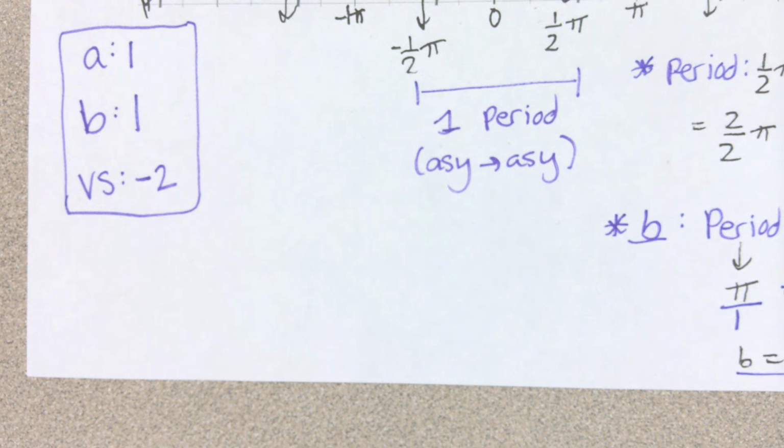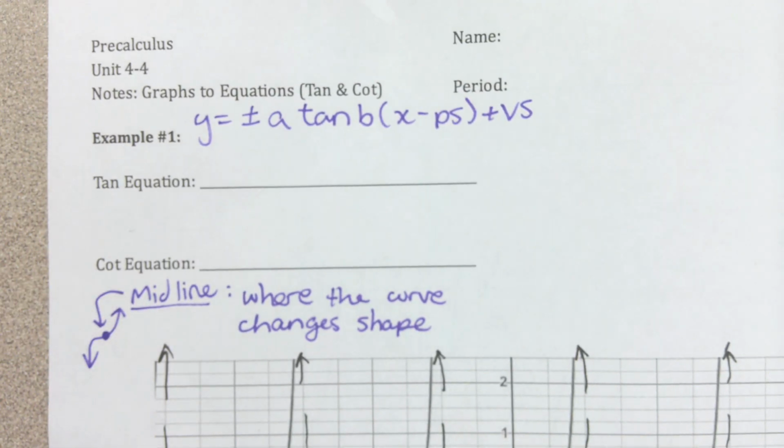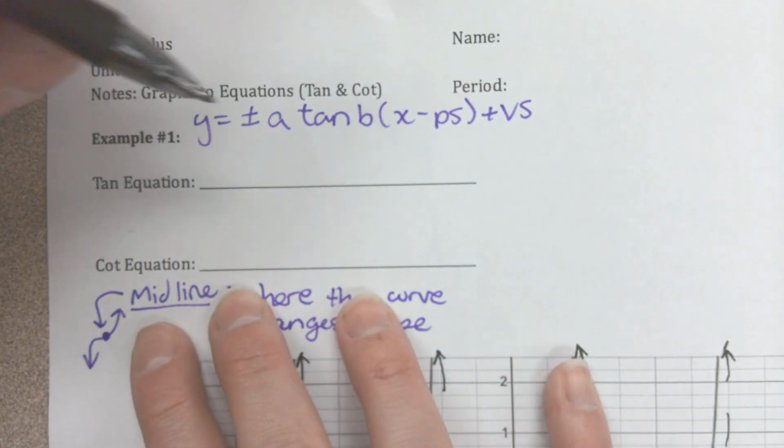Questions on finding the 3 essential variables? Let's start building our equations. Again, I can build them simultaneously.